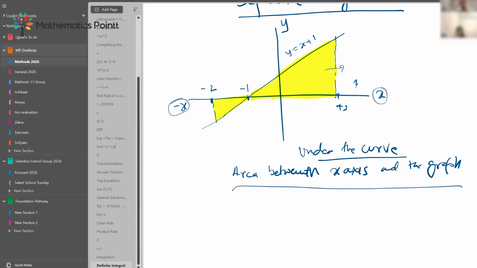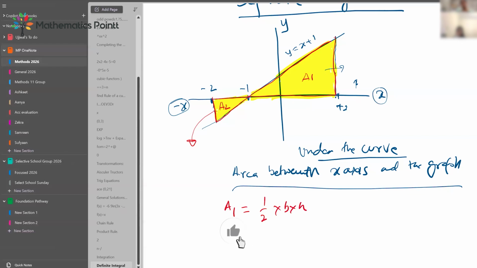This is basically divided into two triangles. If I find the area of this triangle and I find the area of this triangle, I should be able to find the area between the x-axis and the graph, or area under the curve. Let's try to find the area of this triangle. I call this area A1 and this area A2. So let's find A1 first. A1 is half base times height.